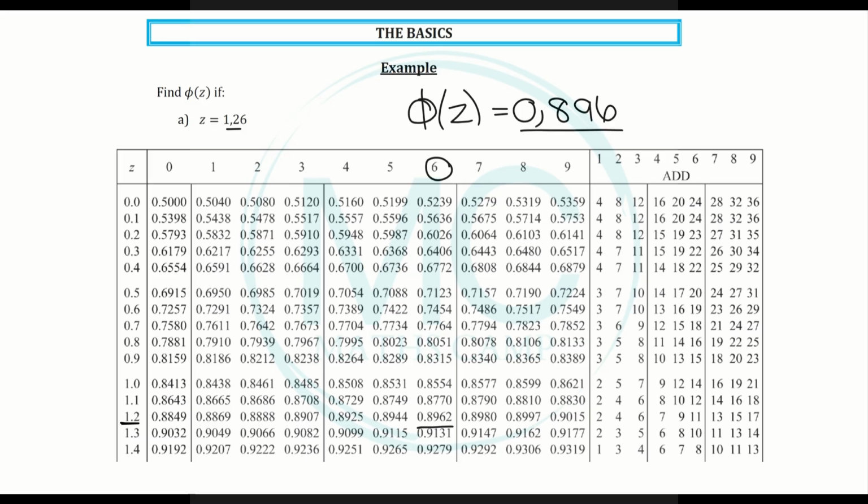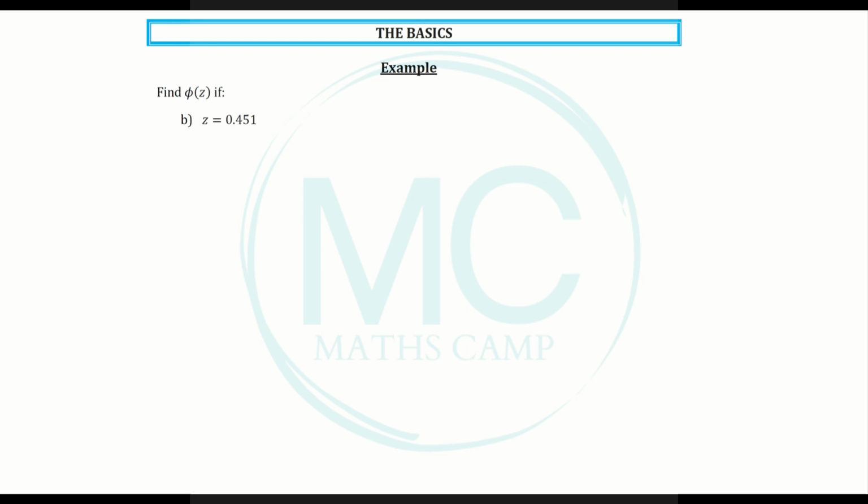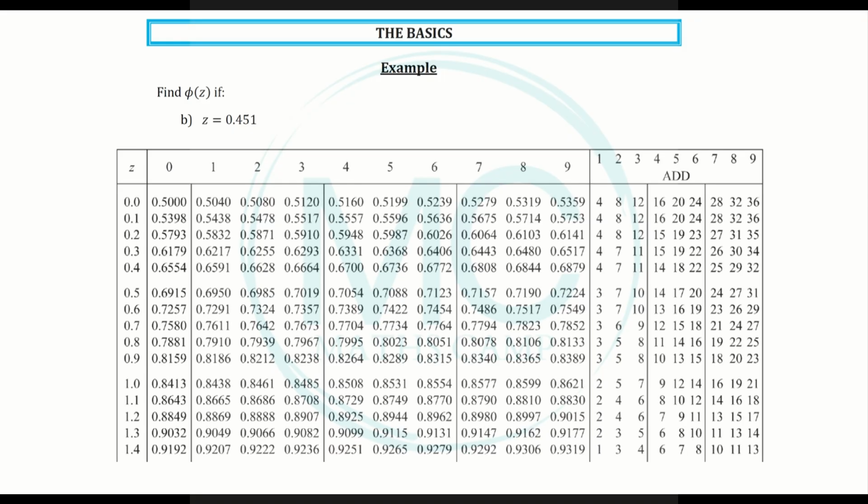Let's do another example. Find the probability if Z is equal to 0,451. Let's take our table. We start with 0,4. That sits over here. Then we have 5. So our probability is 0,6736. I'm going to write this up here. 0,6736. But we have to account for this 1.